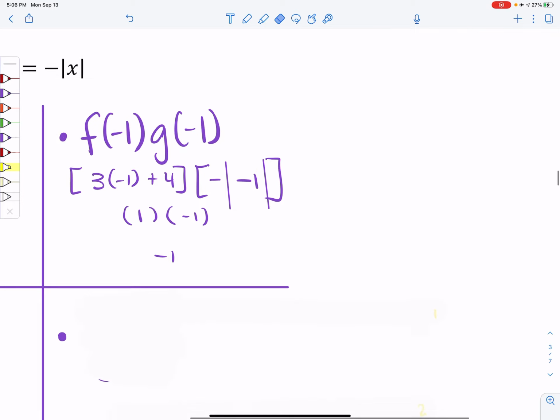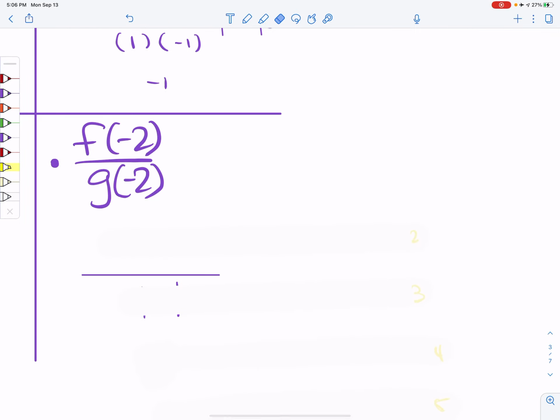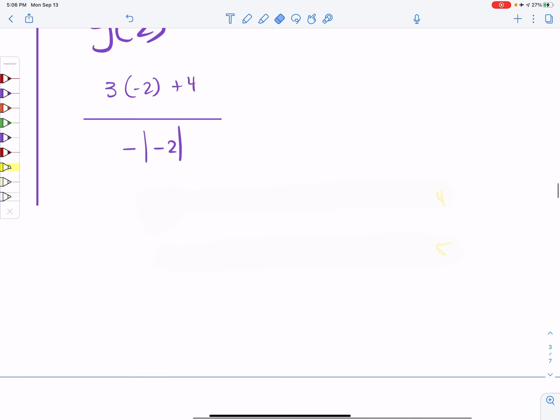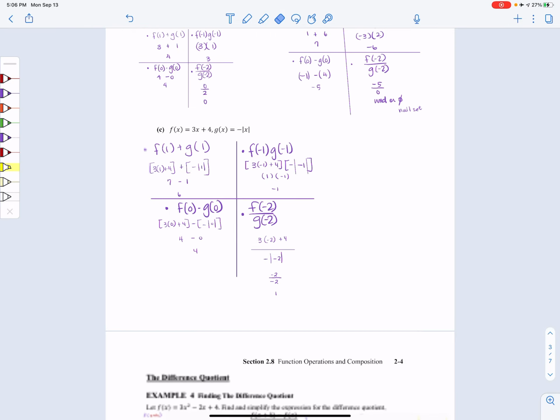is negative 1. And then for my division, f of negative 2 divided by g of negative 2. Plug in your negative 2 on top. Plug in your negative 2 on bottom. Clean it up. So up on top, a negative 6 plus 4 will give you a negative 2. On bottom, again, work your order. The group first, so that's going to be the absolute value of negative 2, which is just a 2. And so you'll have a negative 2. Divide, and you get 1.